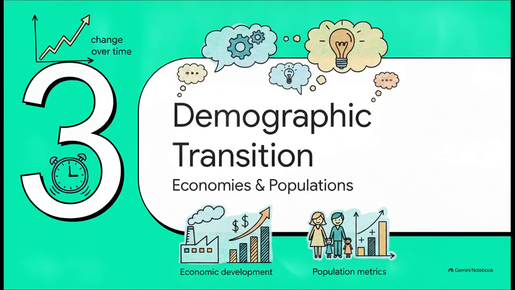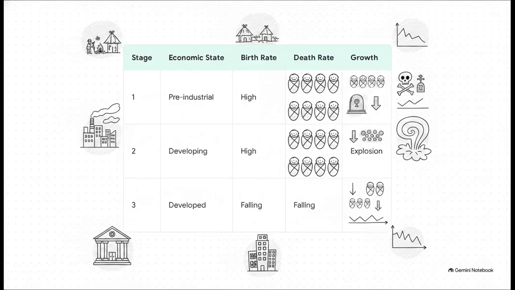Section 3. The Demographic Transition Theory. How economies change populations. All right, now that we have our core metrics down, let's see how they actually shift over time. Back in 1958, A.J. Cole and E.M. Hoover gave us the demographic transition theory, which beautifully links economic development right to these population metrics. Basically, every country passes through 3 stages.